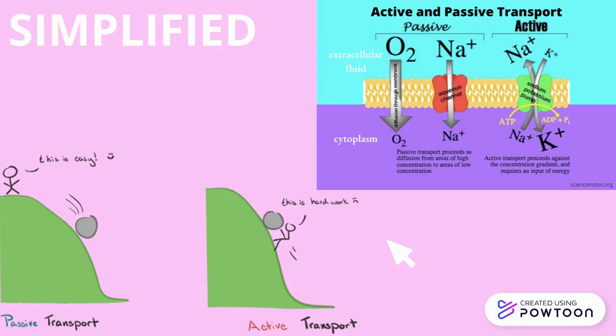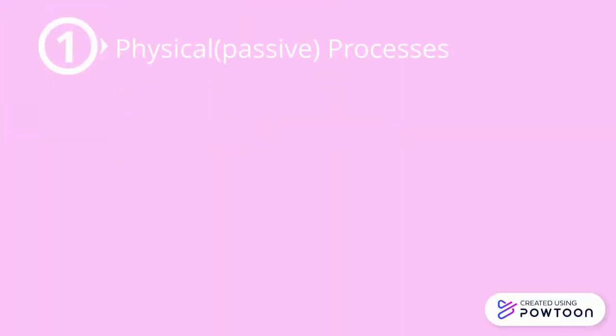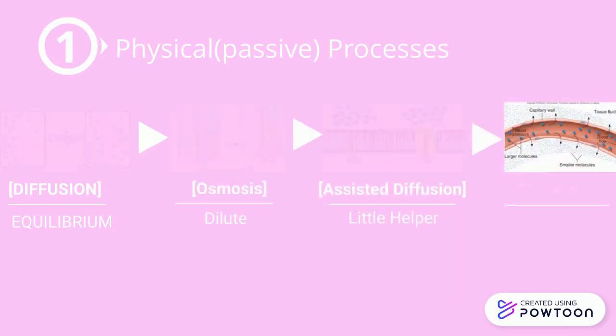So that's the difference. Active requires energy. You need to move a rock up a hill. Passive is just natural. You just let it go from the top, it'll float all the way down by itself. So these are our four types of physical processes. Remember, these do not require energy.